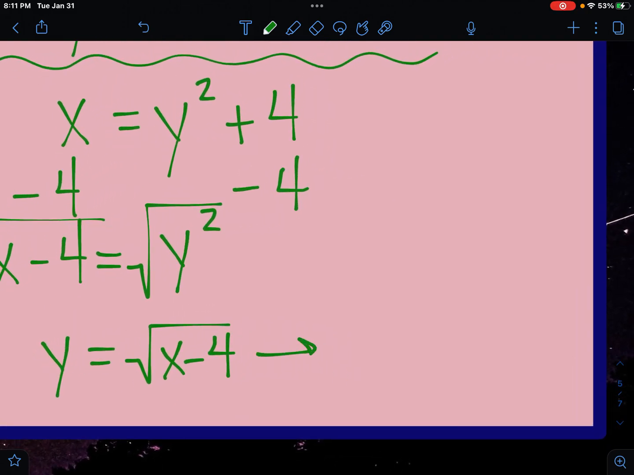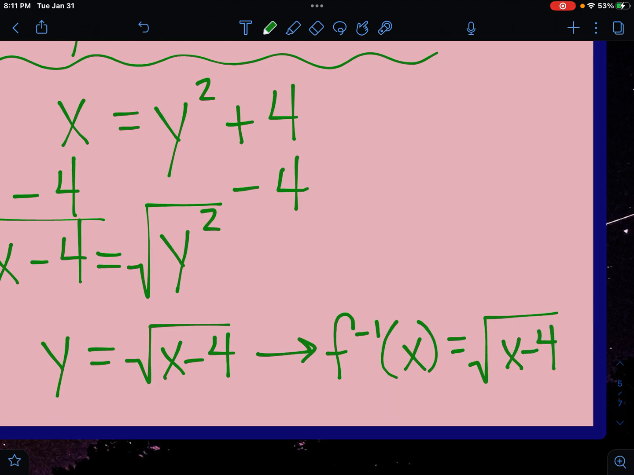That's not my final answer, though. f inverse of x equals the square root of x minus 4.